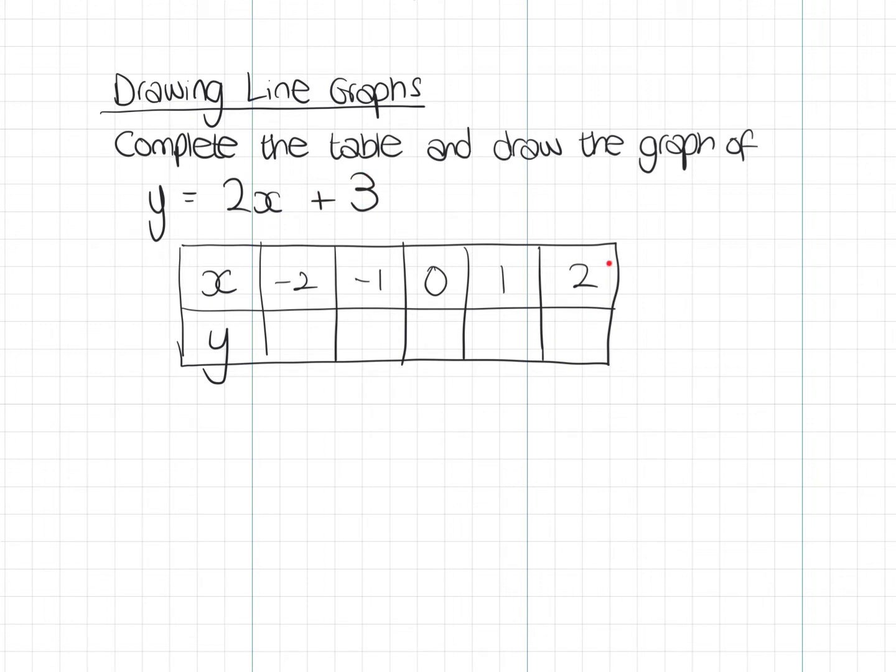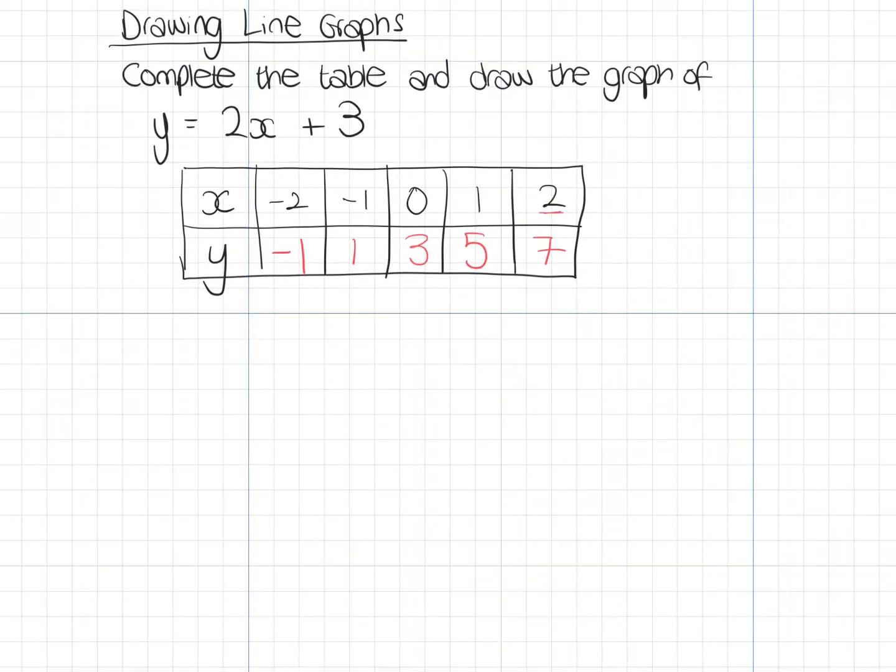And I'm going to start up here in the positive side. So if I were to do that calculation, 2 times the x coordinate, well here the x coordinate's 2. 2 times that is 4, add 3 is 7. If I do the next one, 2 times the x coordinate, 2 times 1 is 2, plus 3 is 5. For the next one, 2 times 0 is 0, plus 3 is 3. 2 times minus 1 is minus 2, add 3 is 1. And 2 times minus 2 is minus 4, add 3 is minus 1.